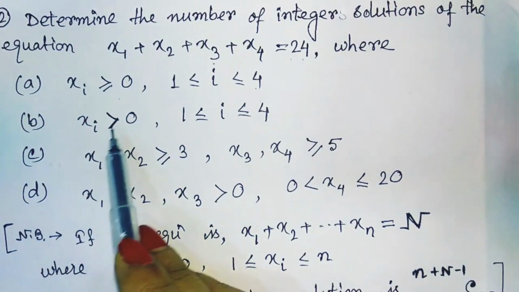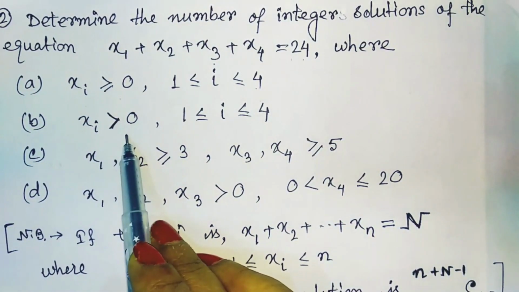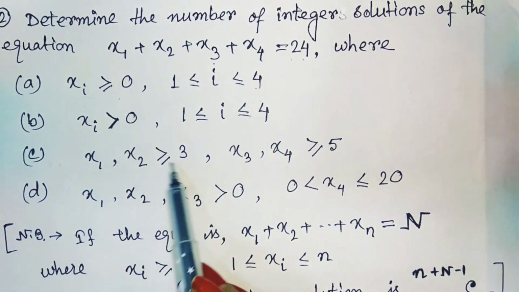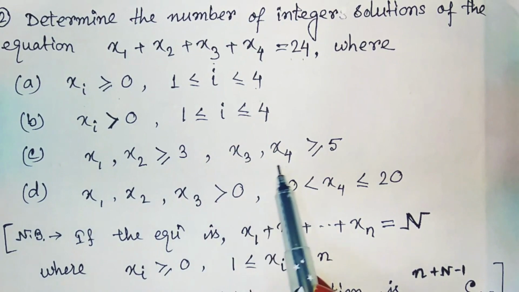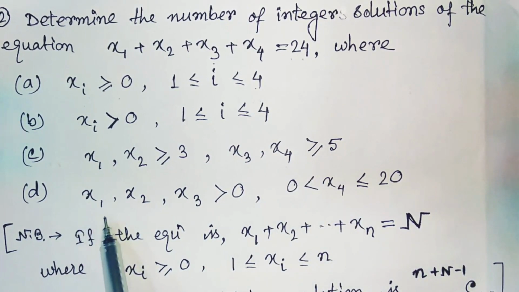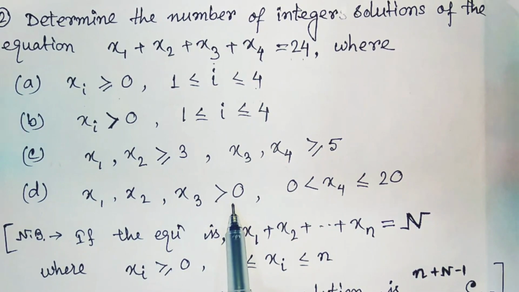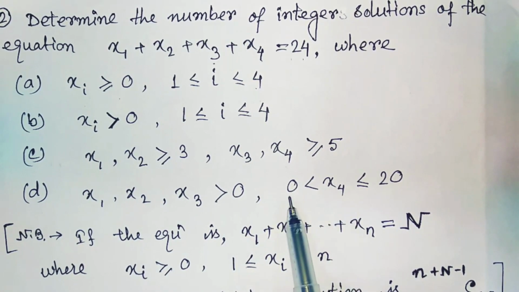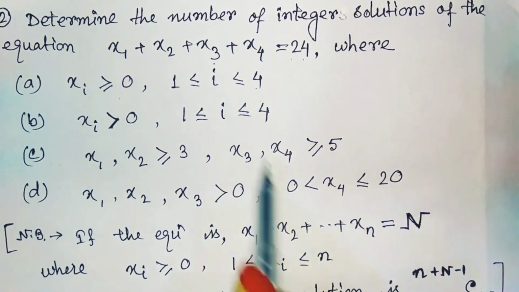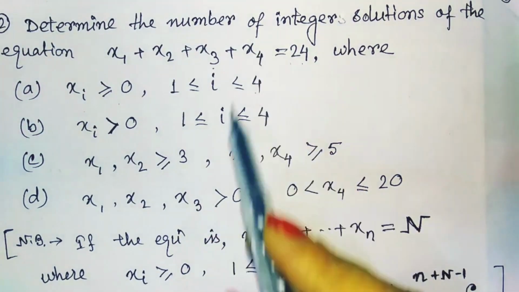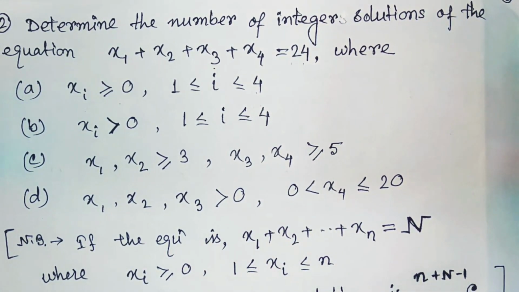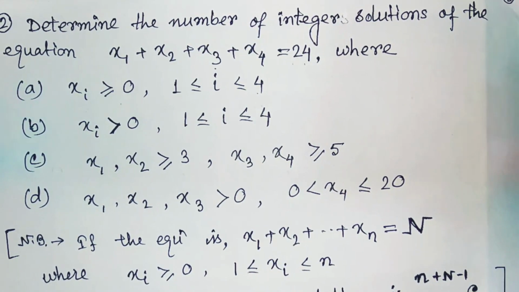The second condition is xi greater than 0, the not-equal-to sign is not there. The third condition is x1 and x2 greater than or equal to 3 and x3, x4 greater than or equal to 5. One more condition is given: x1, x2, x3 greater than 0 and x4 lies between 0 and 20. So if this is the situation, then for each situation we are supposed to determine the number of integer solutions of this given equation.